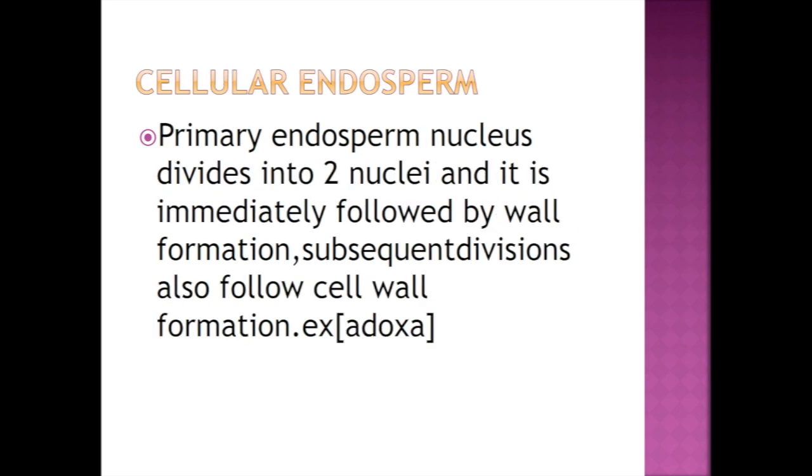Next one. Cellular endosperm: the primary endosperm nucleus divides into two nuclei, and it is immediately followed by wall formation. So the cell wall formation is immediate. Example: Adoxa.